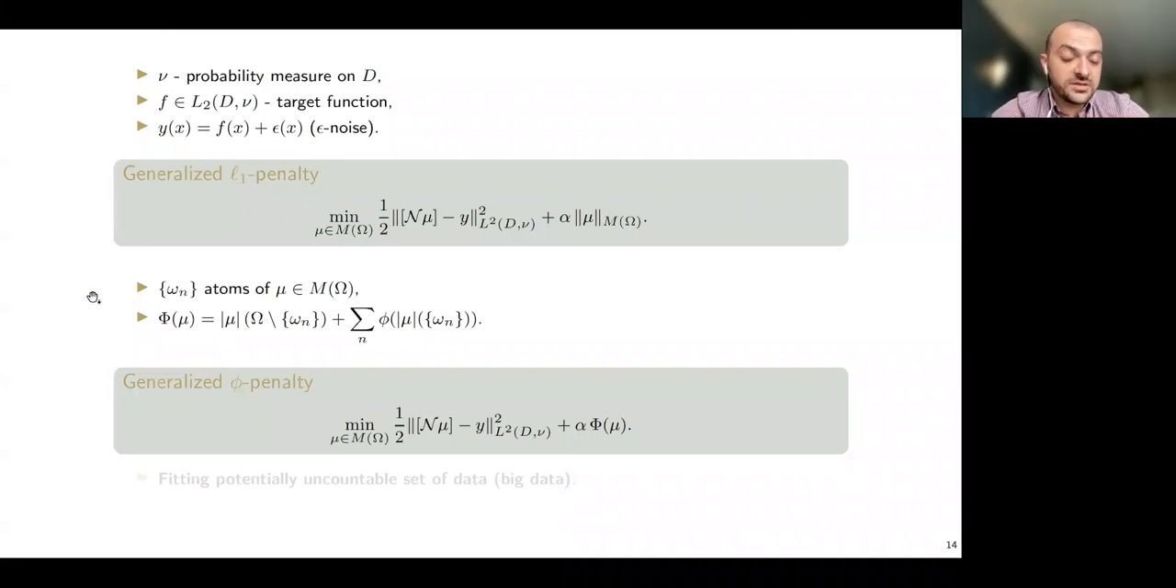And so the generalized phi penalty problem now will be: minimize over all measures in M(Omega) one half the L2 norm squared of the integral network of mu minus y, plus alpha times this phi penalty. Again, if our probability measure was a discrete one, and if our integral neural network was with respect to a discrete measure, this would become exactly the setting of the first few slides that we discussed, right?